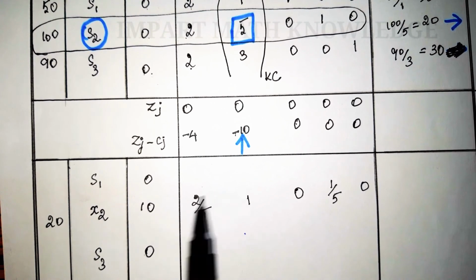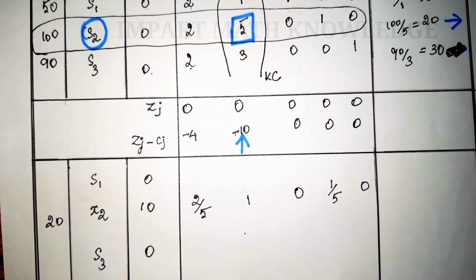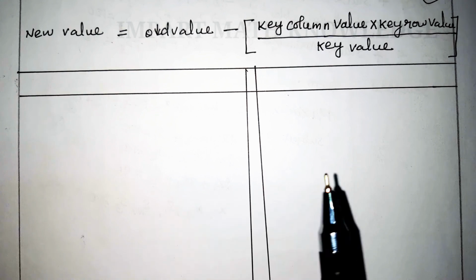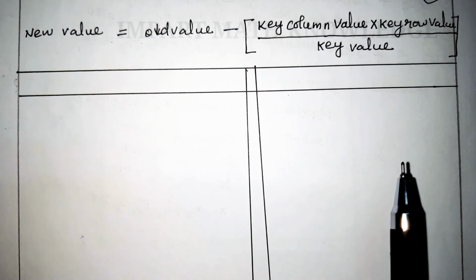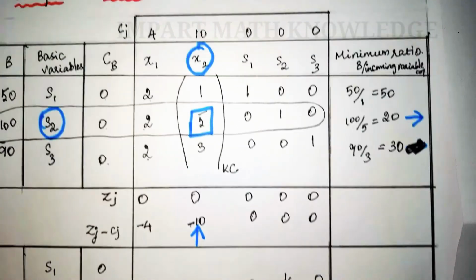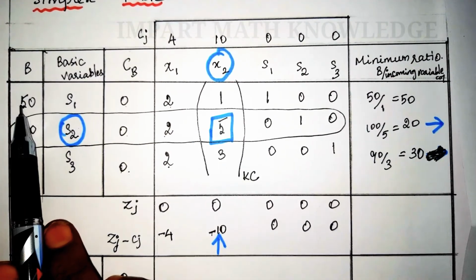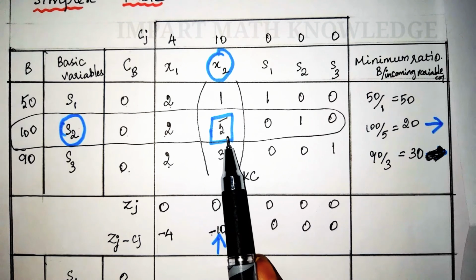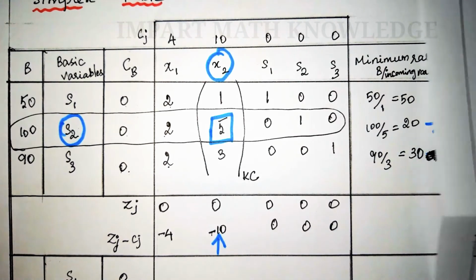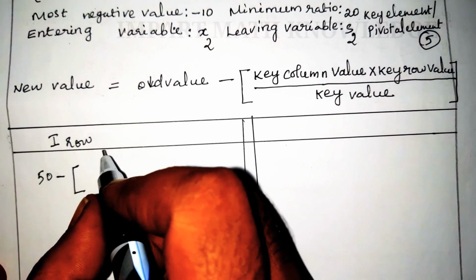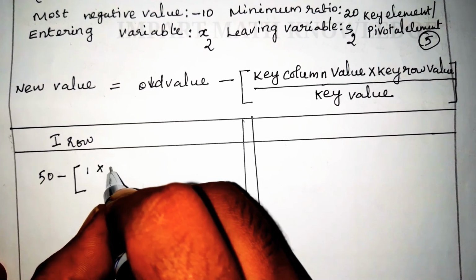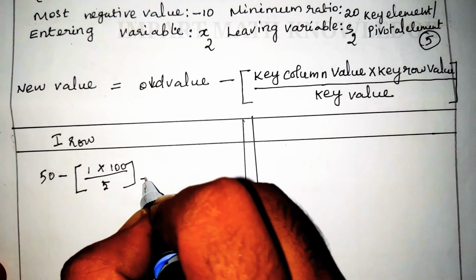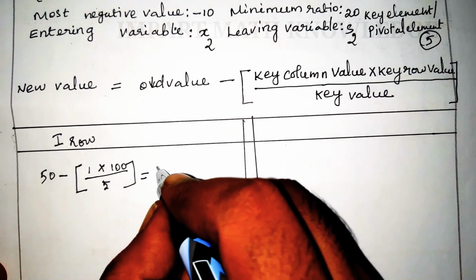Now we have to find the first row and the third row. For that we have to use the formula: new value is equal to old value minus key column value into key row value divided by key value. Let me explain here. Let me write. The old value is 50. Key column value is 1. Key row value is 100, divided by key value 5. So if you subtract this, you will get 30.